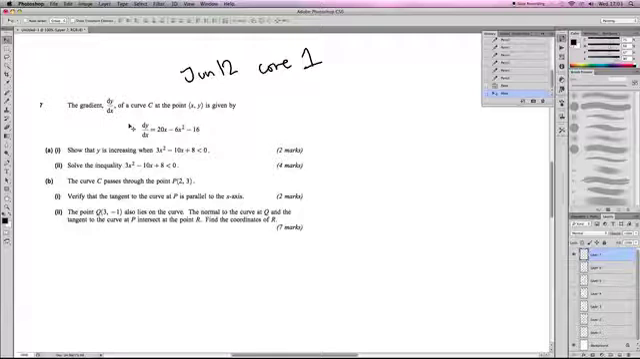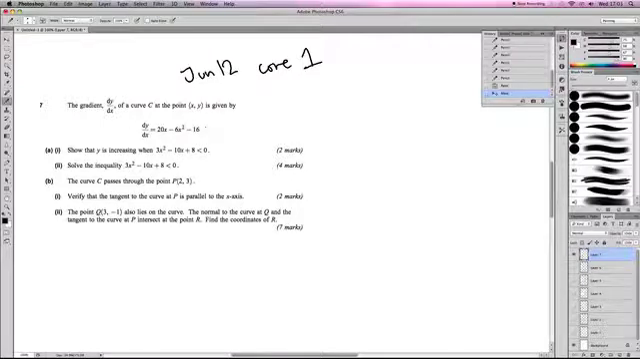June 12, Core 1, I'm going to go straight into it. They give you the first derivative, which is this equation here, and it's asking us to show that y is increasing when this is less than 0. That's a bit weird. What does that mean? I don't know.